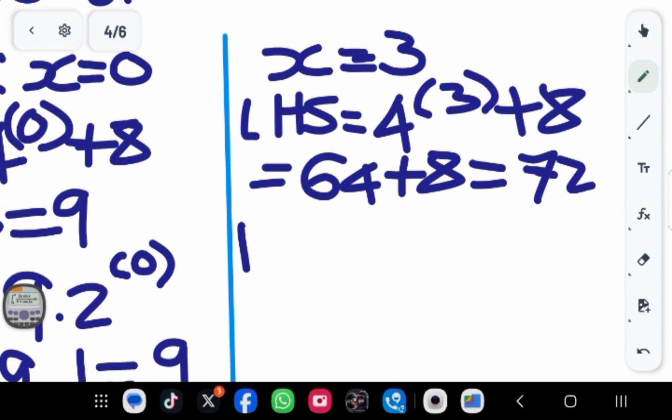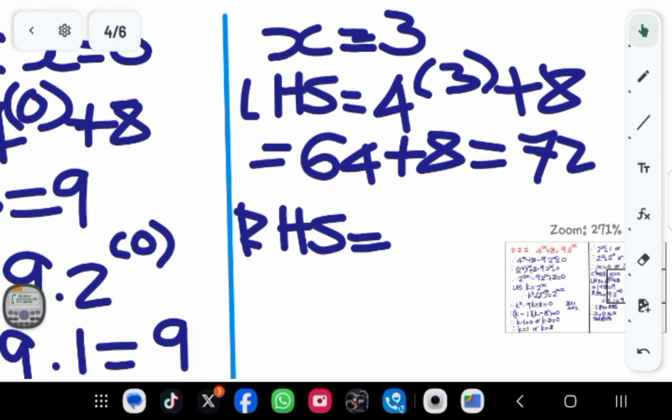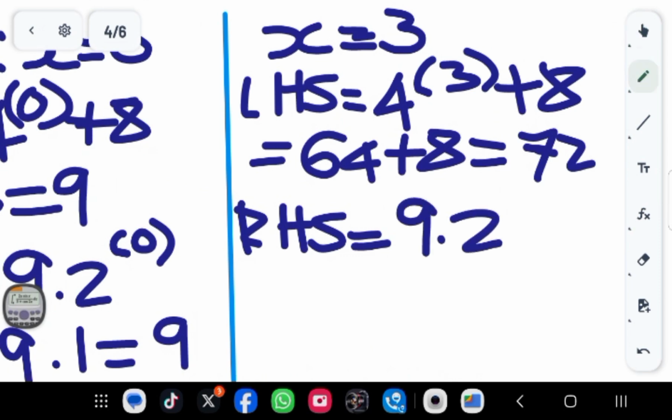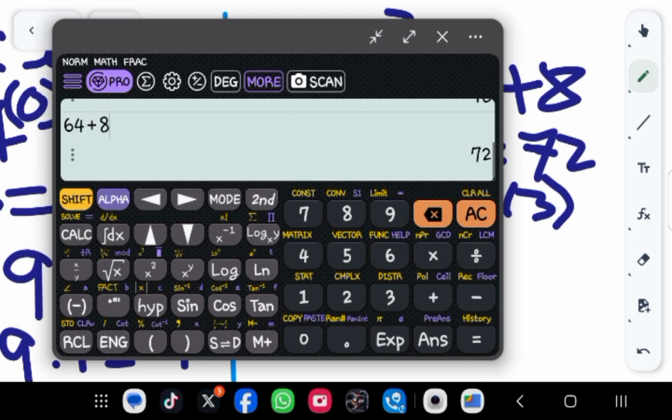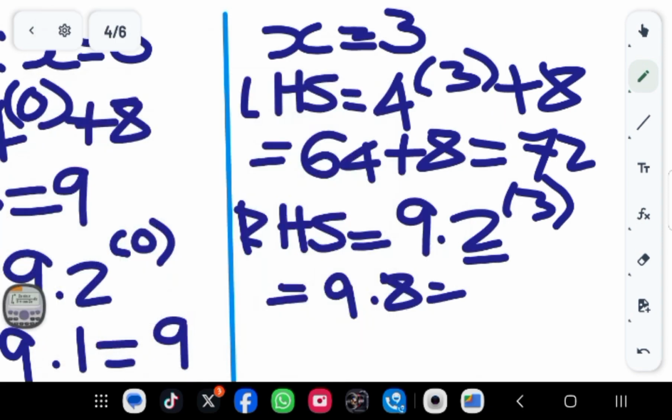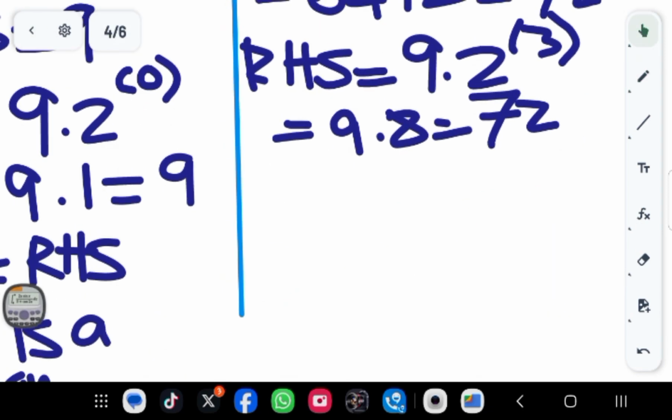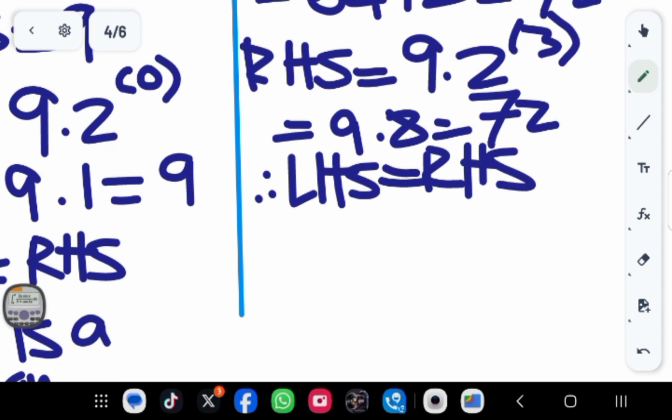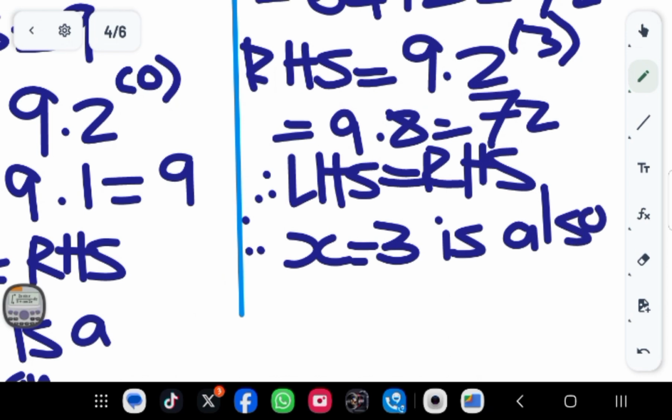Let's check the right hand side. The right hand side will be 9 times 2 to the power of 3, which is 9 times 8. And 9 times 8 is 72 as well. Therefore, the left hand side equals the right hand side, meaning that x equals 3 is also a solution.